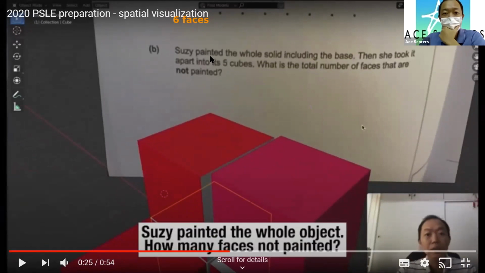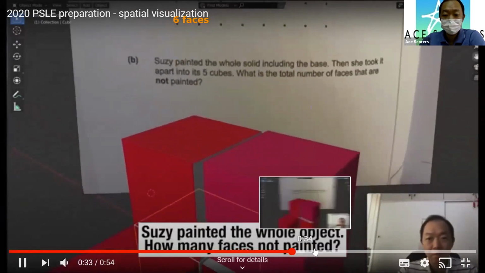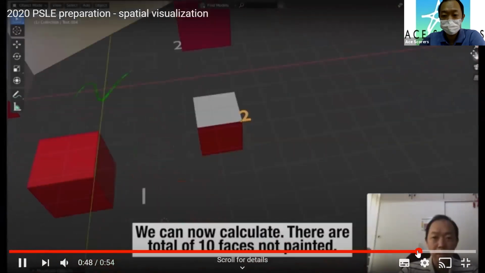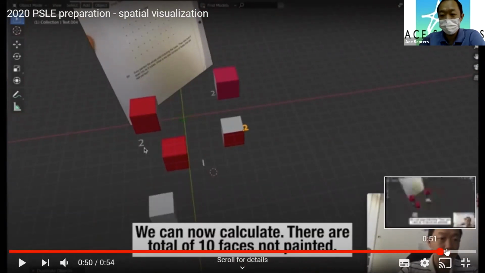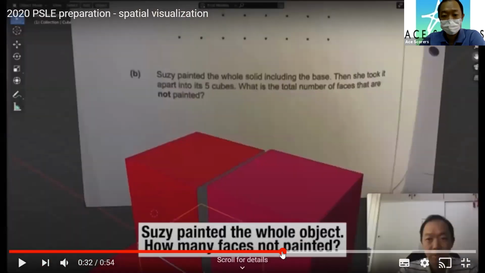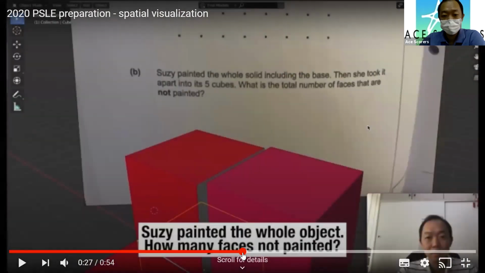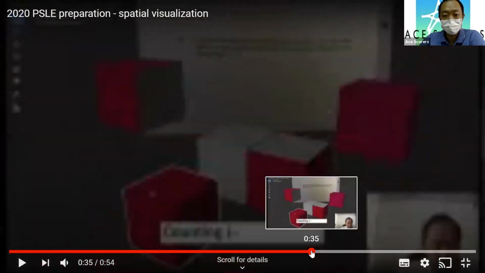Okay, so the second part is Susie painted the whole solid, right? So basically, you have to visualize this thing. It's not easy, yeah. I'm just gonna fast forward and calculate all together how many. Okay, so basically we have to break them apart, and then you have to count where all the painted parts are. So I actually had to use a 3D diagram. I think it's easier to see if you use a 3D diagram, also for explanation.